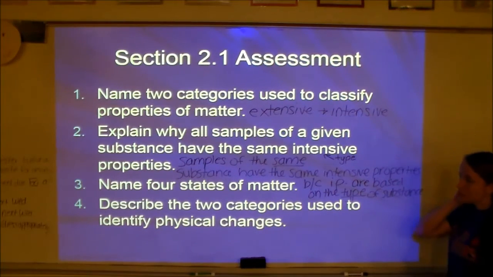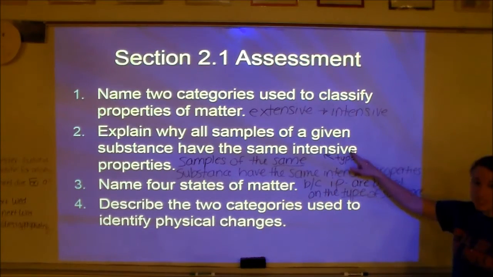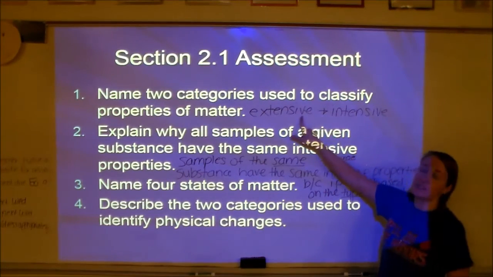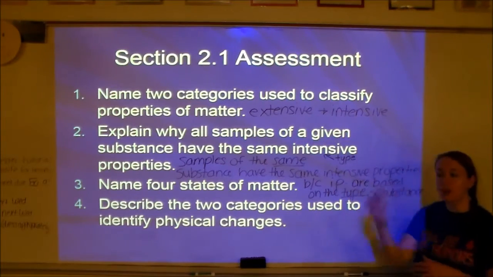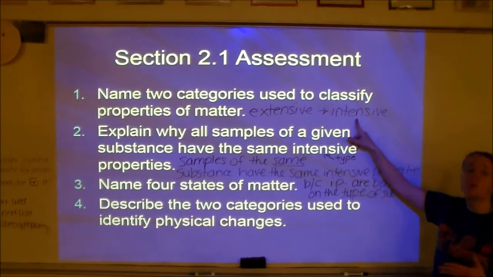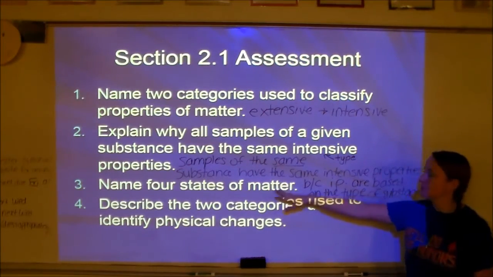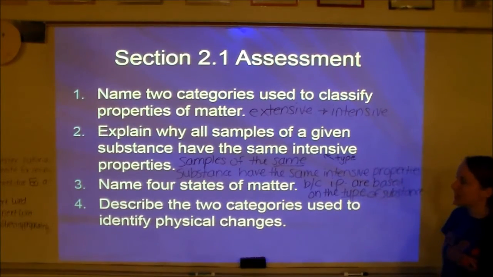Okay, so again, as long as it's the same thing, it's going to have the same intensive properties. Remember, extensive is the one that depends on amount. So like a cup of water and a swimming pool of water will have different extensive properties. But since they're both water, they're going to have the same intensive properties. Okay? So number 3, solid, liquid, gas, and plasma. Solid, liquid, gas, and plasma.